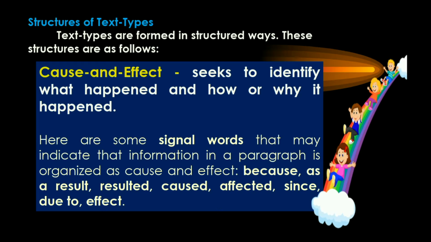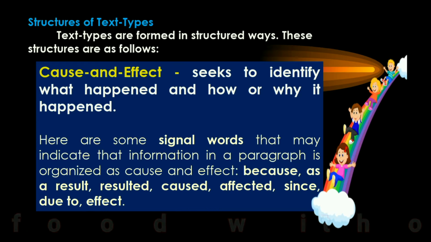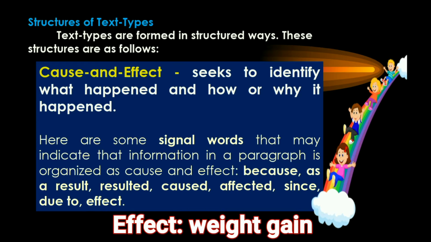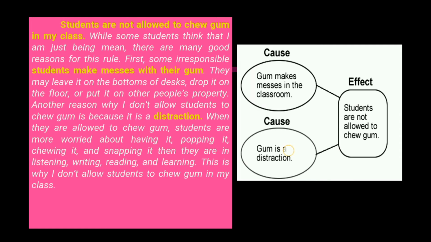For example, if we eat too much food and do not exercise, we gain weight. So eating food without exercising is the cause, and weight gain is the effect. There may be multiple causes and multiple effects. This is just an example. Okay, so let's have another example. This is the paragraph. Students are not allowed to chew gum in my class. While some students think that I am just being mean, there are many good reasons for this rule.